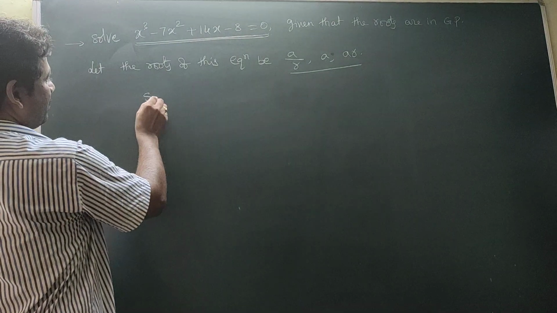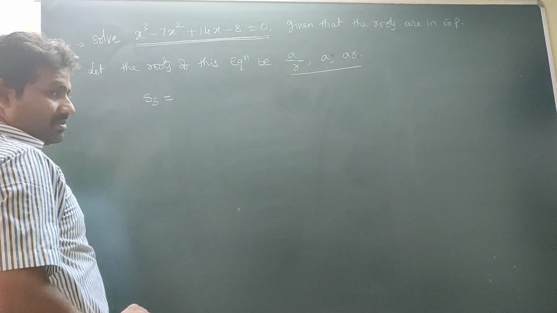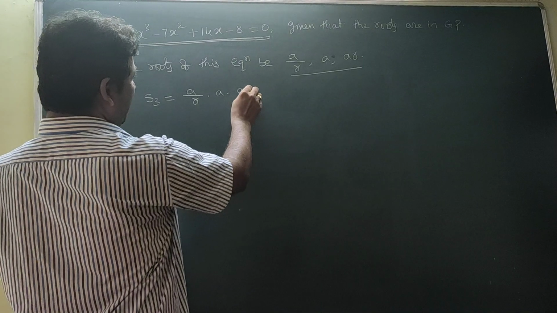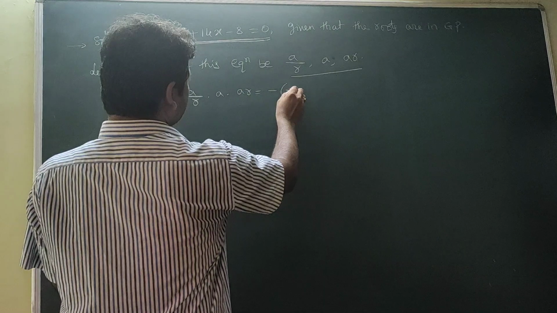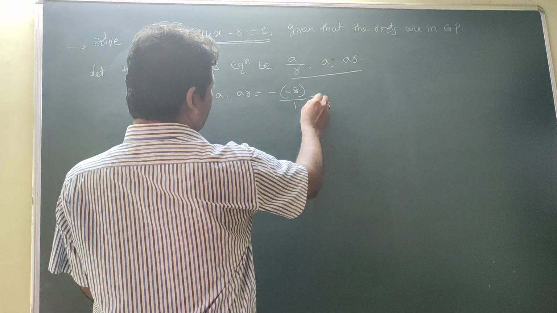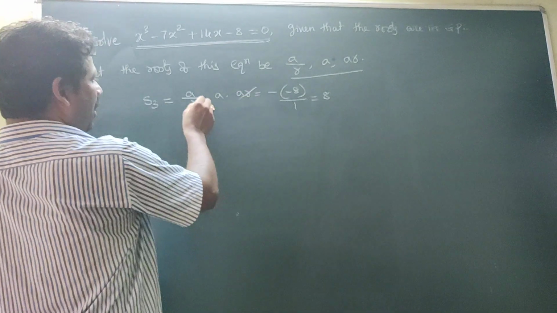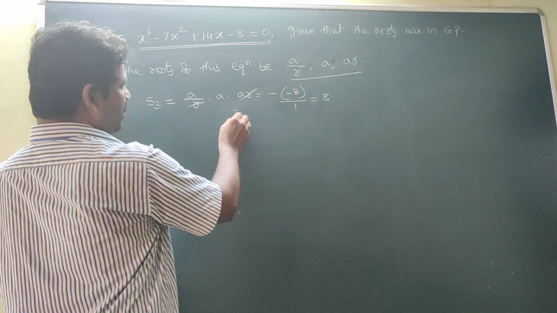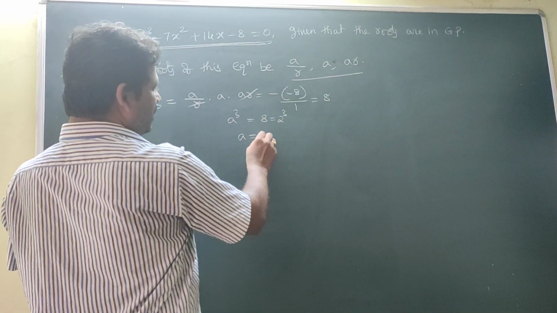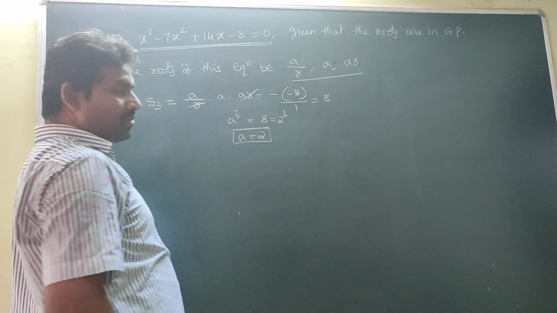Now take S3. What is S3? Product of the roots. A by r into A into A r equal to minus of minus 8 by the x cube coefficient 1, that equals 8. R gets cancelled. A cube equal to 8, that equals 2 cube. A equal to 2. So we got one root.